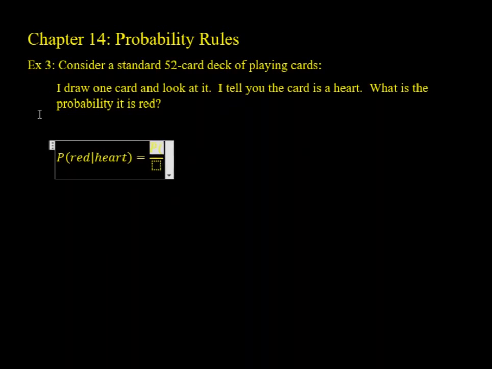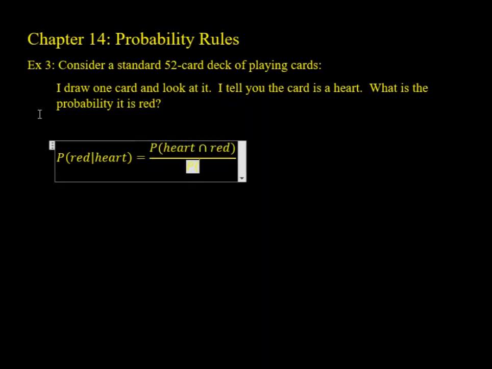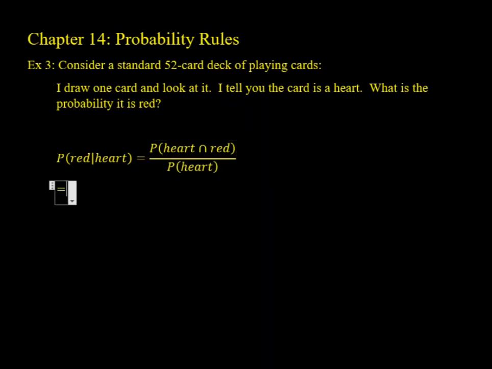which will equal the probability of red and a heart over the probability of just a heart. In this case, we have 13 over 52, the probability of getting a red card and a heart, divided by the probability of a heart, which is 13 over 52. This simply equals 1, so it will always happen. The probability a card that is a heart is red is 1.